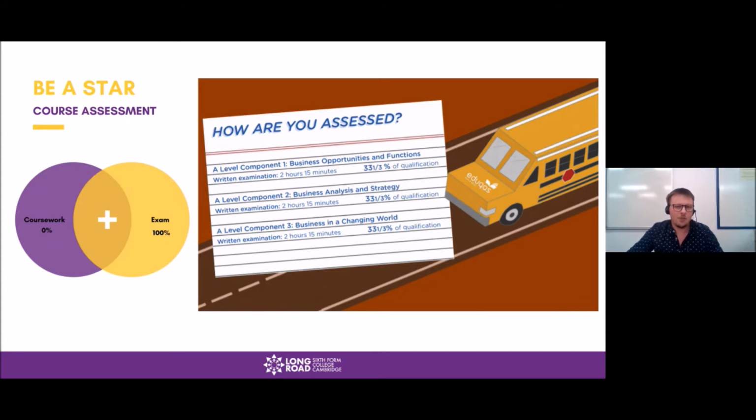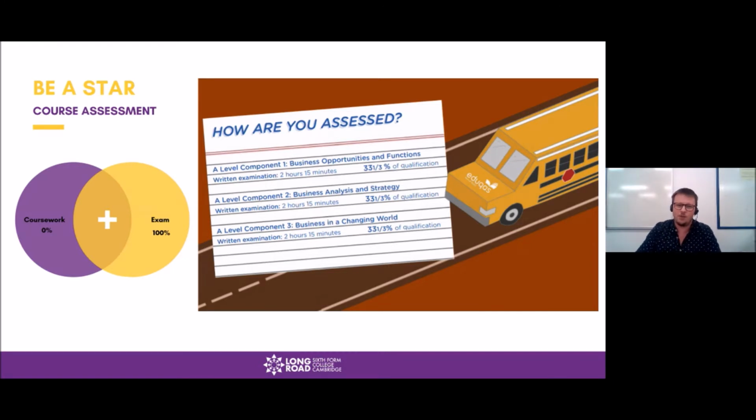So you've got three exams. Each of them will be weighted exactly the same, worth exactly a third of your overall qualification. Each exam will last 2 hours and 15 minutes, which on the face of it sounds like a huge amount of time. But I can guarantee when you're in that exam hall, that 2 hours and 15 minutes will disappear very, very quickly.